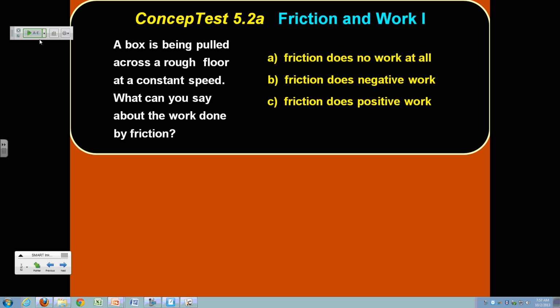A box is being pulled across a rough floor at a constant speed. What can you say about work done by friction? Is it no work, negative work, or positive work? Remember what we were talking about? If the force and the displacement are in the same direction, it's positive. If they're in opposite directions, it's negative. If they're perpendicular, it's 0.